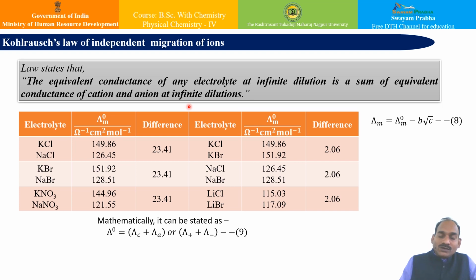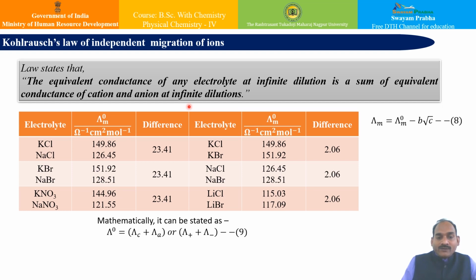to the total molar conductivity of an electrolyte, which will contribute a definite share which depends only on its own nature and not at all on the ion with which it is associated. That means, on the basis of this observation, Kohlrausch concluded that each ion makes a definite contribution to the total conductance of electrolyte at infinite dilution.